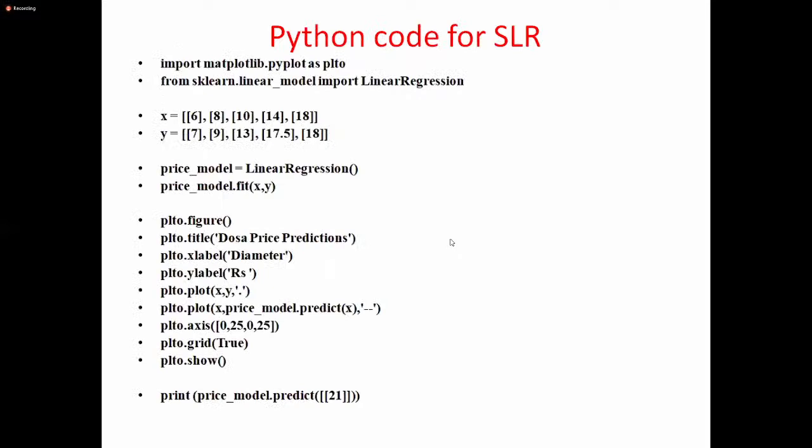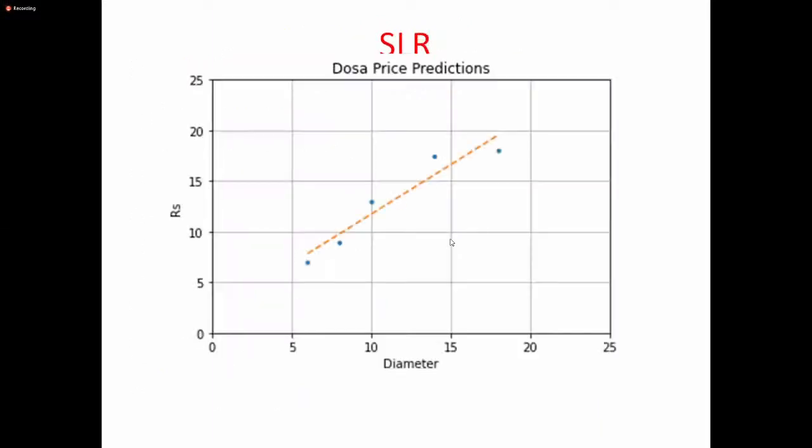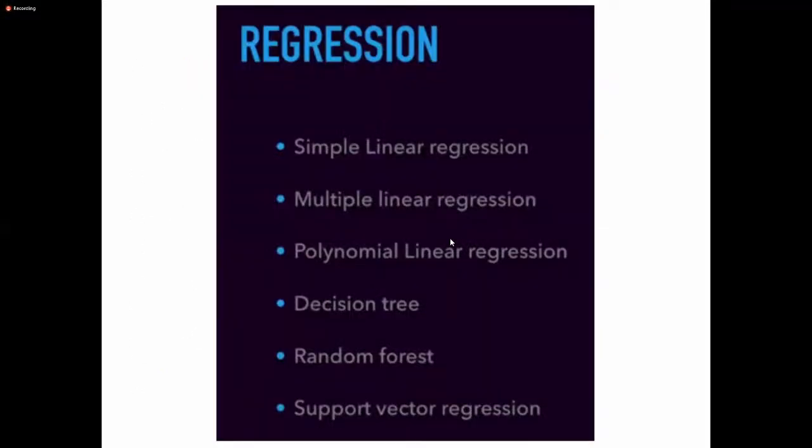This is the Python program. Executing the spider. So now we are seeing the regression. In regression, we have these types: simple linear regression, multiple linear regression, polynomial regression, decision tree, random forest, support vector.